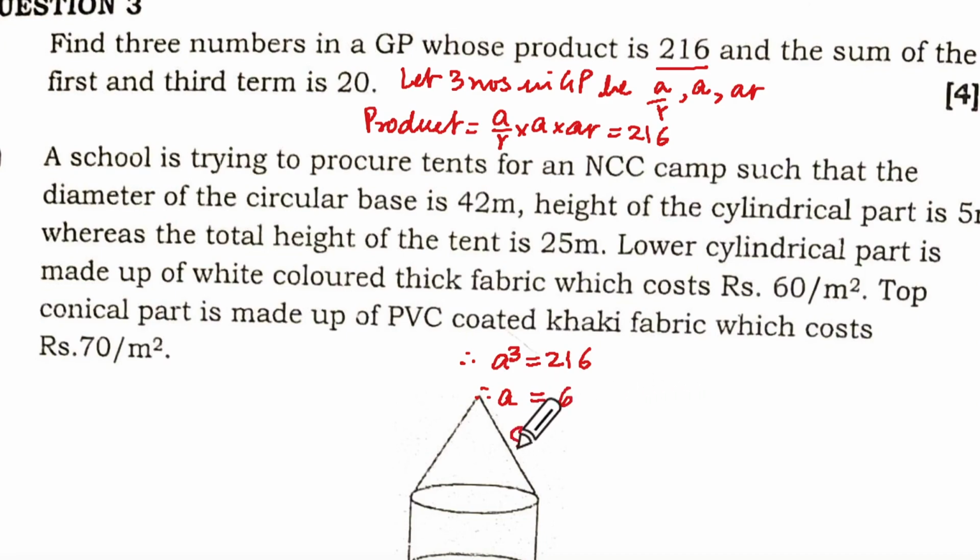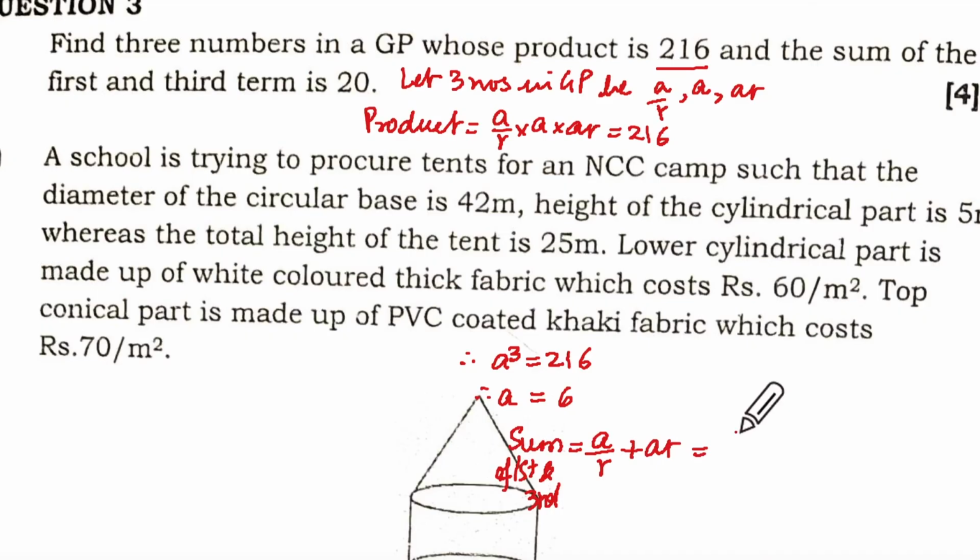Okay? Then you have the sum. Sum is equal to A upon R plus A plus AR, correct? Which is equal to, no, all sum of which one? Only first and third. First and the third. First and AR. I'll write first and third.